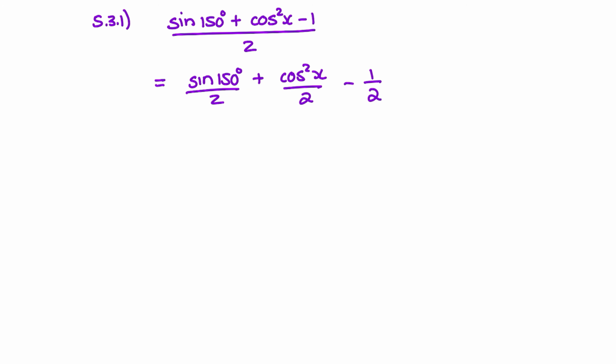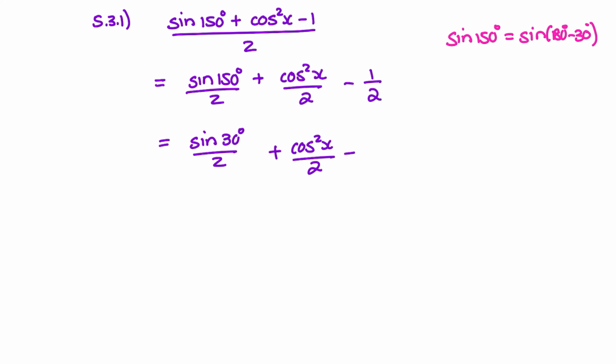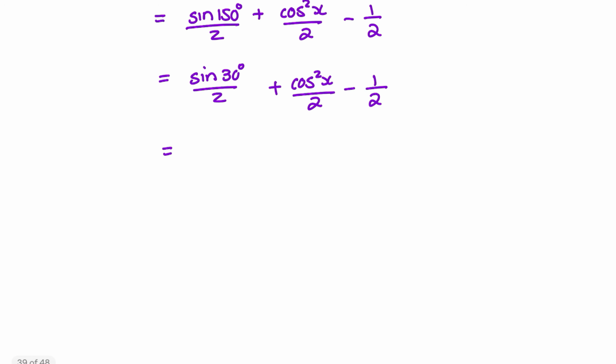So let us start with sine of 150 degrees. That will be sine of 30 degrees divided by 2. So remember that sine of 150 degrees can be rewritten as the sine of 180 degrees minus 30 degrees. And that places me in the second quadrant. And we know that sine is positive in that quadrant. So we can reduce 150 to 30 degrees. Then for the next 2 terms, I'll keep the fractions as they are because there's nothing to do. Then I know that sine of 30 degrees is equal to 1/2.